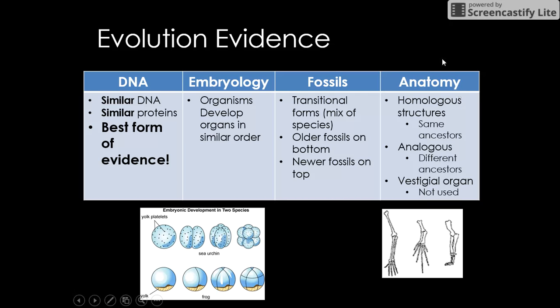We also can use anatomy to compare by looking at things called homologous structures. Right up in here, we have 3 different organisms, but they all have similar structures. That means they are homologous. Homo means same, so they have the same ancestor. We also have analogous. Analogous is different ancestors. That means that they have different structures. And we have these things called vestigial organs, which are organs that are not used because species evolve, they don't need them anymore.